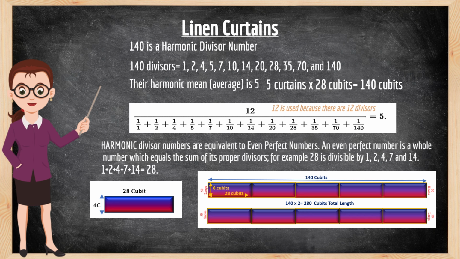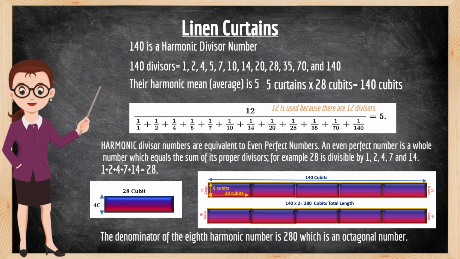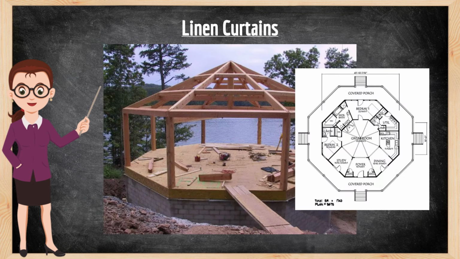Okay, so now dig this. The denominator of the 8th harmonic number is 280, which is an octagonal number. Keep this in mind. So the linen curtains are perfect harmonic numbers. Are we surprised? Not in the least. So I have to ask, are the linen curtains used in an octagonal shape, like a yurt, perhaps?